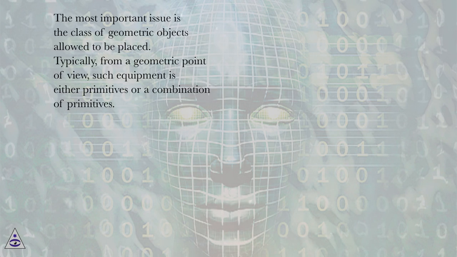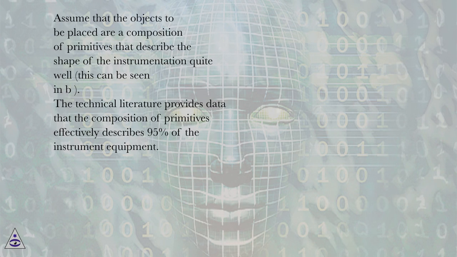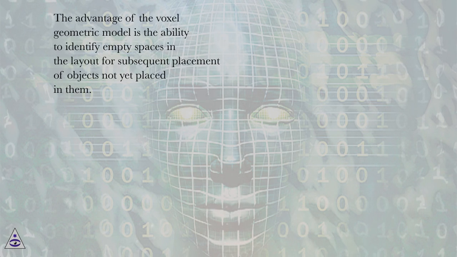Typically, from a geometric point of view, such equipment is either primitives or a combination of primitives. Assume that the objects to be placed are a composition of primitives that describe the shape of the instrumentation quite well. This can be seen in B. The technical literature provides data that the composition of primitives effectively describes 95% of the instrument equipment. The advantage of the voxel geometric model is the ability to identify empty spaces in the layout for subsequent placement of objects not yet placed in them.